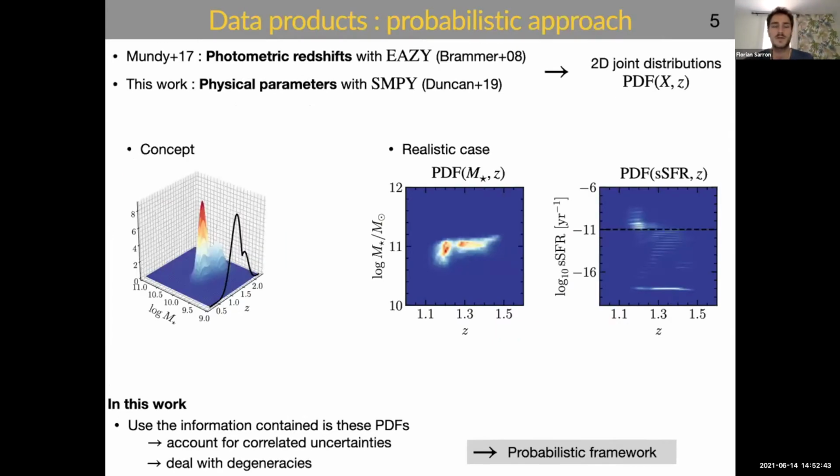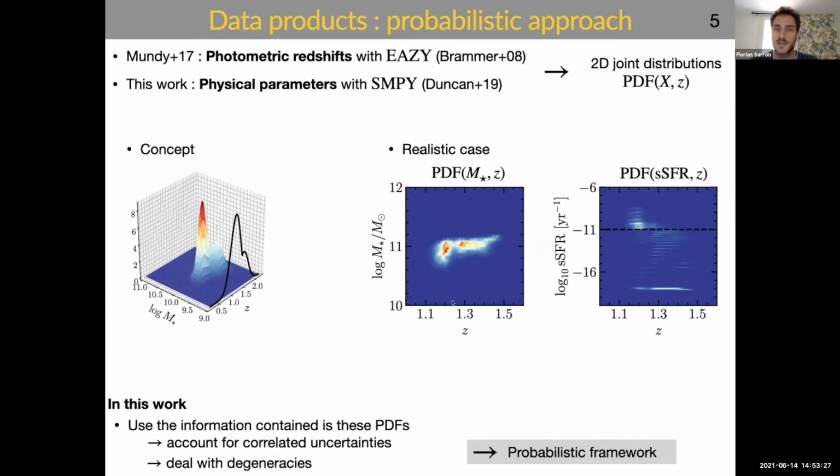The way we're going to work in terms of data products is we're going to use a probabilistic approach in this work. So we have photometric redshifts computed with EAZY by Msun et al. in 2017. And in this work, we recomputed the physical parameters using SMPy, which is an SED fitting code. By combining the two, we have a 2-dimensional joint distribution for the physical parameters and redshift. So the idea is to take 1 dimension further than the classical PDF in redshift, and to have a 2-dimensional probability distribution function for the different physical parameters.